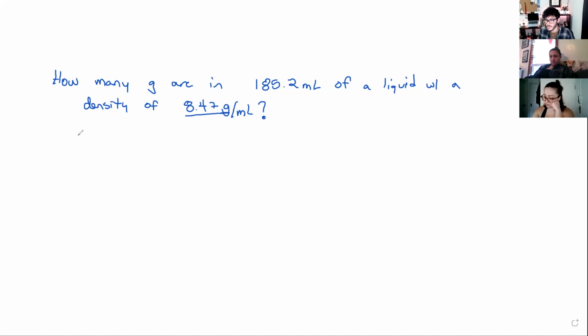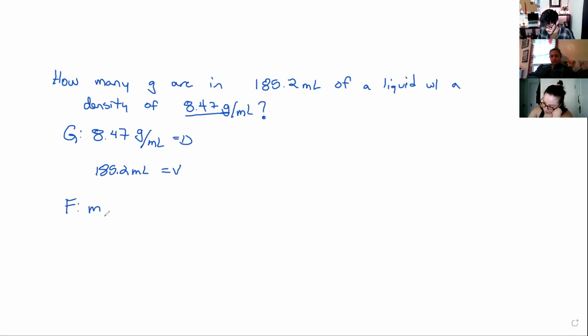Okay, so let's look at this one. We're given two pieces of information. I know the density, which is 8.47 grams per milliliter. I also know the volume. All right, so this is density. Volume, 185.2 milliliters is my volume. So I want to find mass. Using our little triangle over here, density, mass, volume, I know that mass is going to equal density times volume. So mass is going to equal this density times the volume.